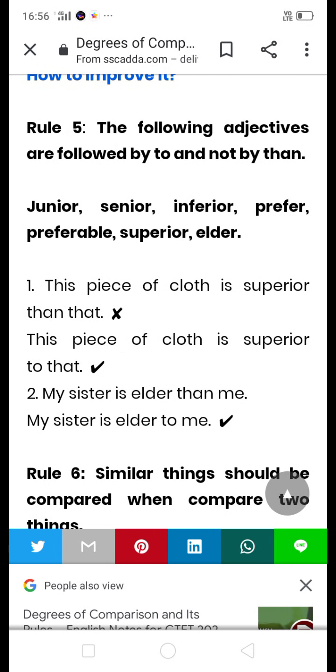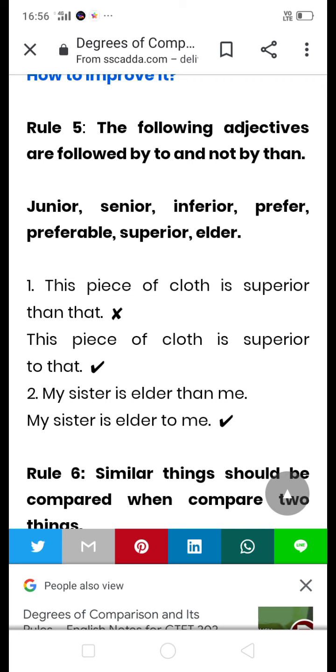Then rule number 5. The following adjectives are followed by to, not by than. Means some adjectives are there after which we are writing to, not than. These adjectives end with or, or er. Some words are junior, senior, inferior, prefer, preferable, superior, elder. These are the adjectives followed by to, not by than.